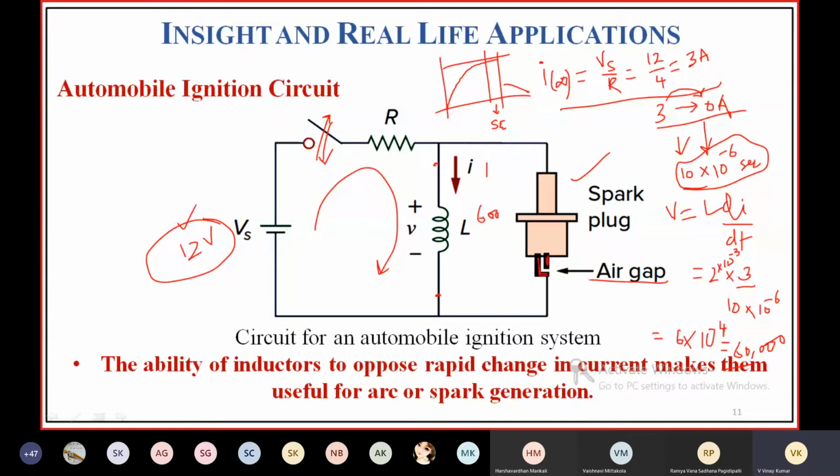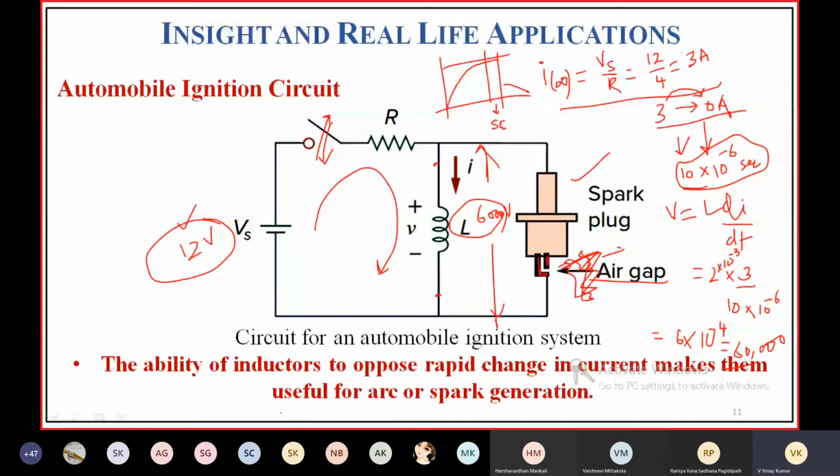That 6,000 volts is applied across the spark plug. When this much voltage is applied across the spark plug, a spark will be produced. This spark is used to ignite the fuel.